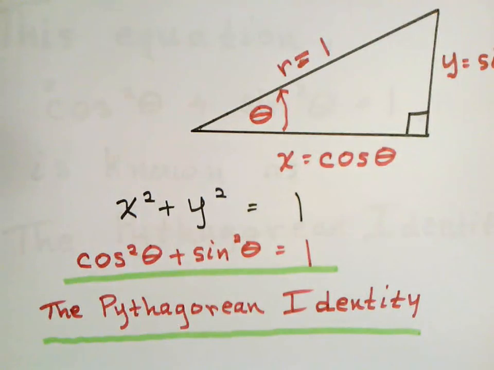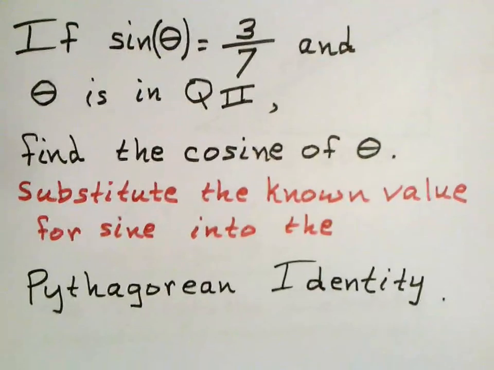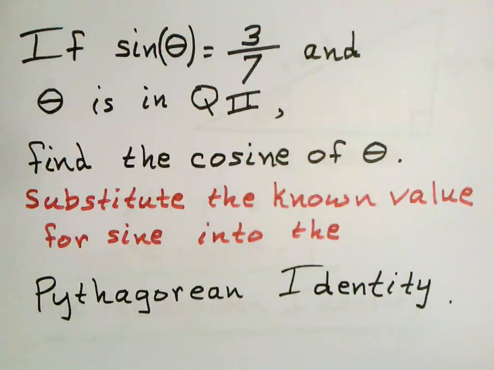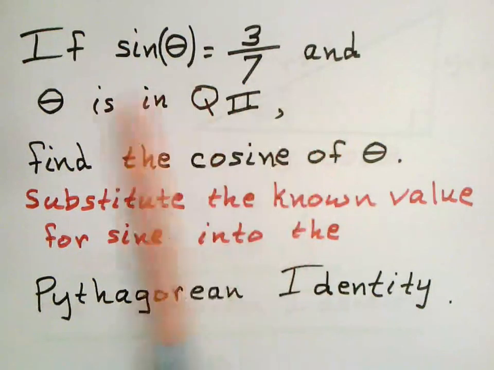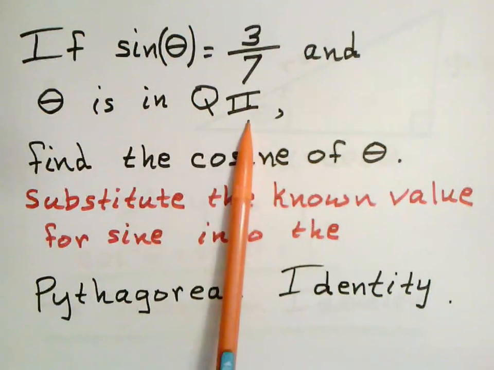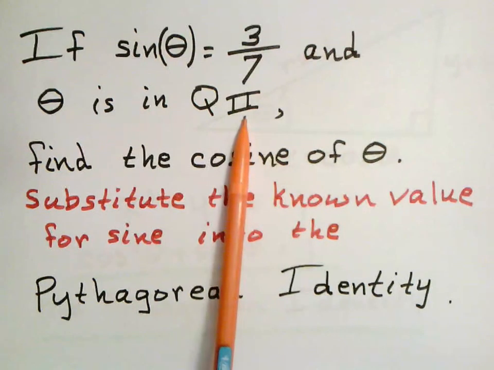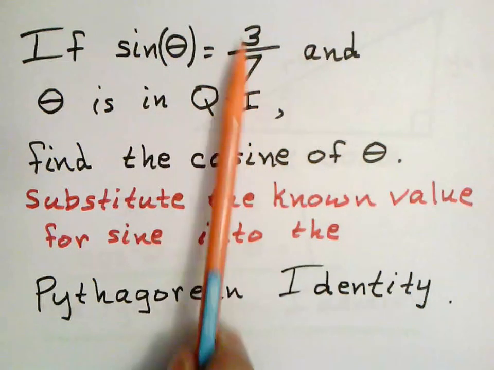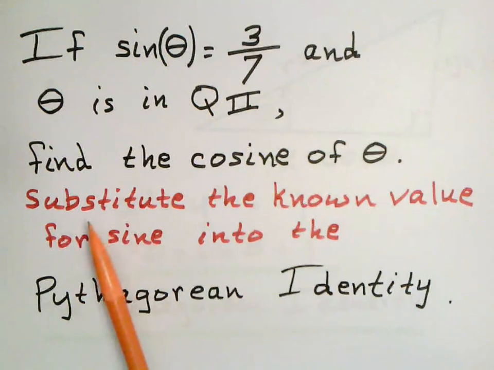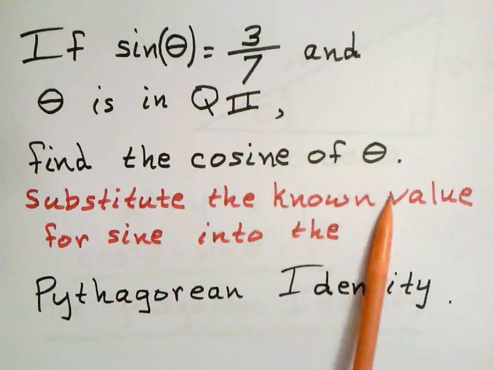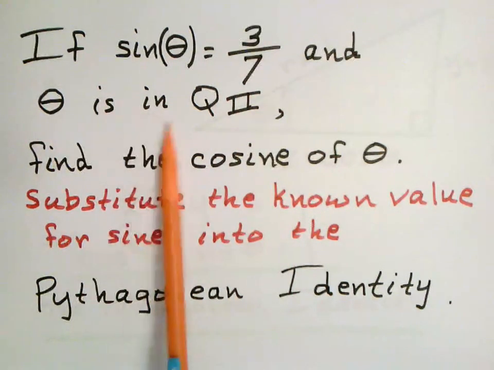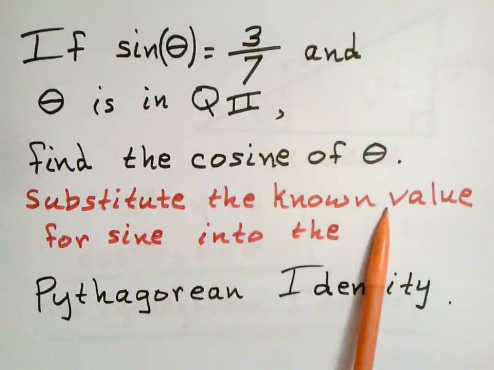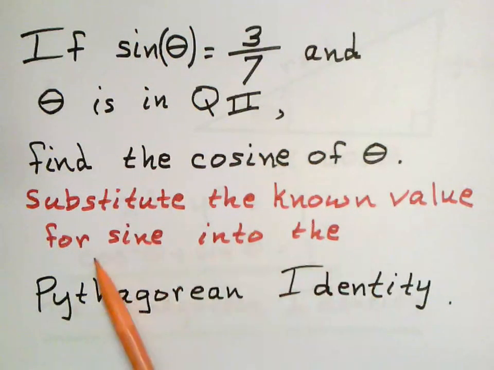So we're going to look at an example where we're going to use that identity. It says if sine of theta is equal to 3 over 7 and theta is in quadrant 2. Now remember, in quadrant 2, there are only 2 trig functions that are positive, sine and its reciprocal cosecant, so this is a positive. We're going to find again the cosine of theta. So if sine of theta equals 3 over 7 and the theta is in quadrant 2, find the cosine of theta. We're going to substitute the known value for sine into the Pythagorean identity.